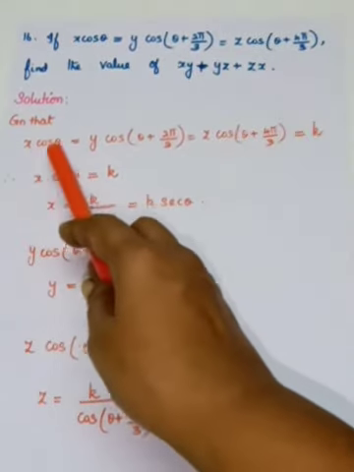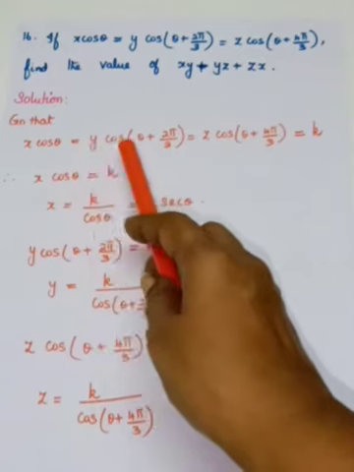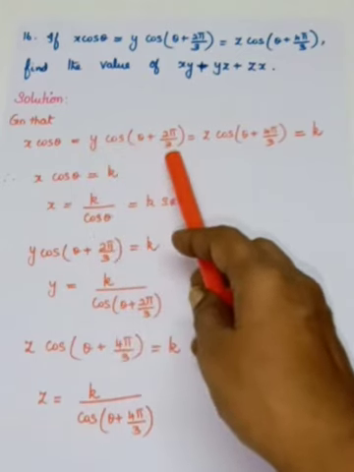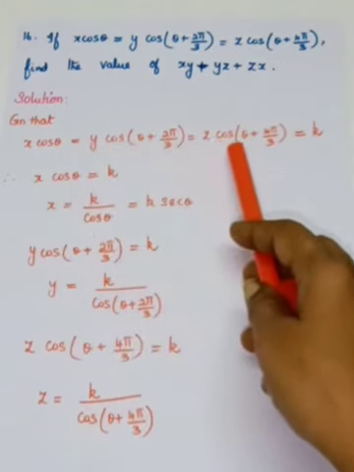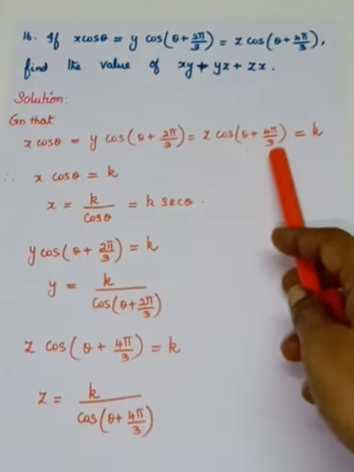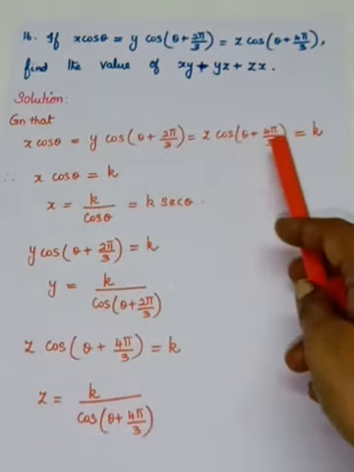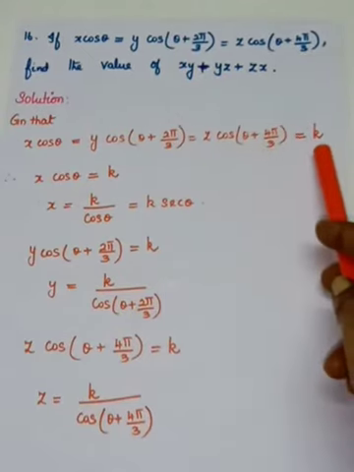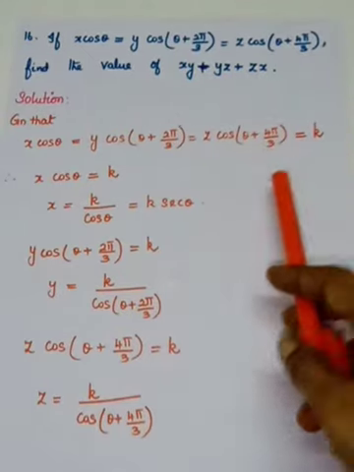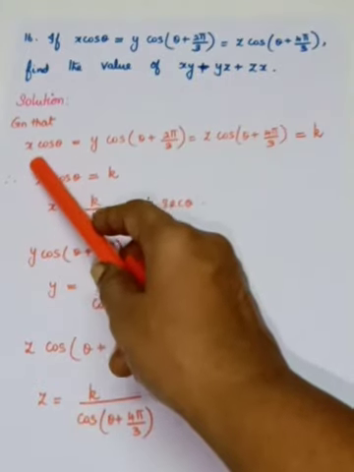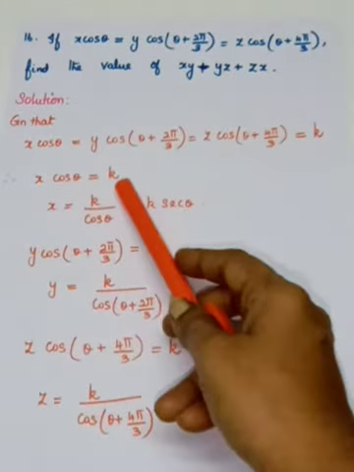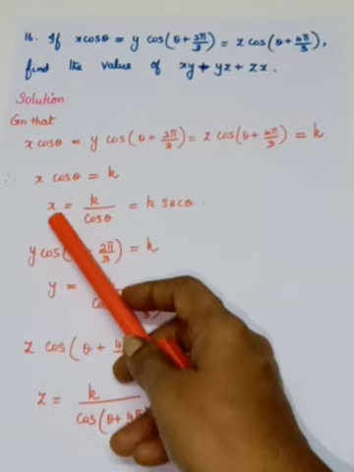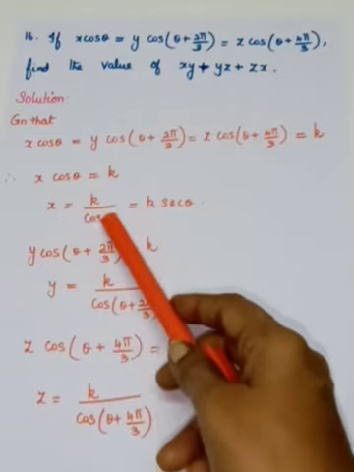Okay, x cos theta is equal to y into cos of (theta plus 2 pi by 3), which is equal to z into cos of (theta plus 4 pi by 3). So all the three are equal. I am going to take that as one constant k. Take the first term, x cos theta is equal to k, just find out x. What is x? k by cos theta.